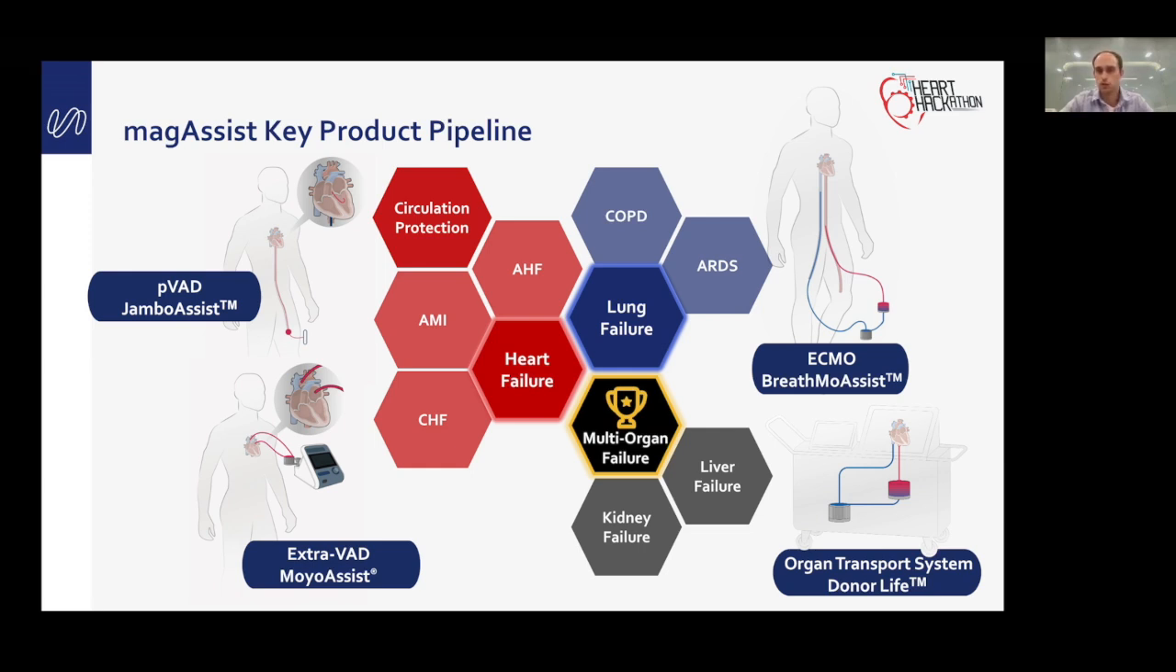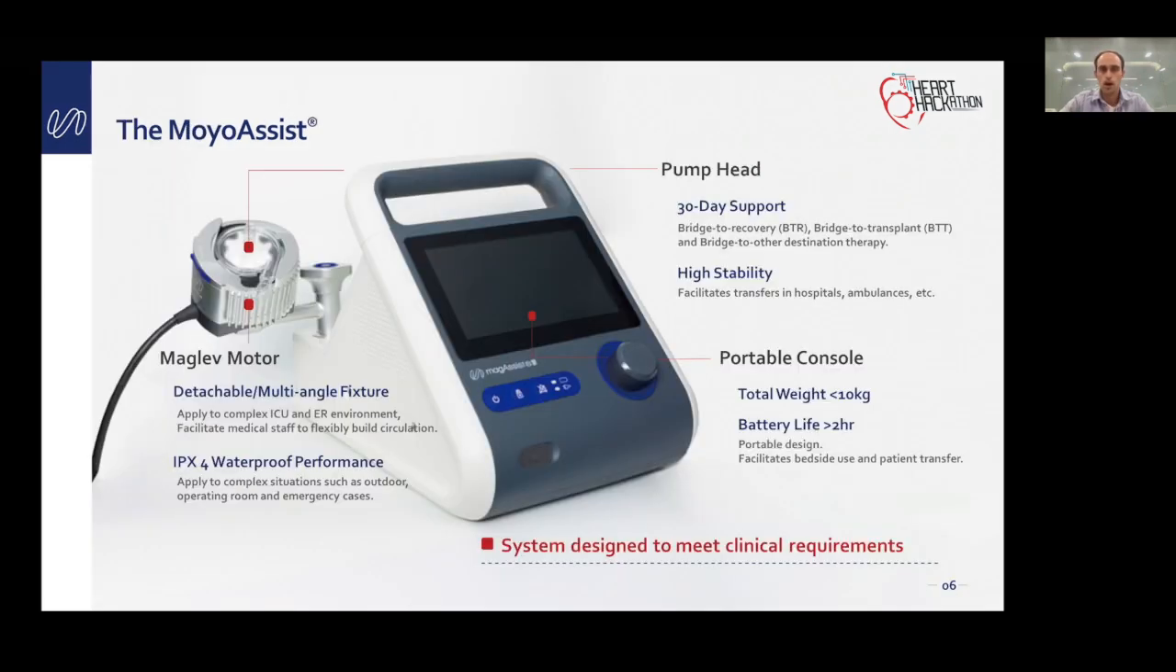To go with those products, we're also developing an ECMO product, the breather assist. So that adds an oxygenator, which we're developing, to the magAssist pump, and we also have the donor life product, which is a warm organ support or warm organ transportation system. So the magAssist is the product that I've worked on really from the start, and that's based around a maglev-based blood pump, which is a circulating blood pump. And by using maglev-based technology, we eliminate all the contact surfaces which otherwise can give hemolysis and thrombus risks.